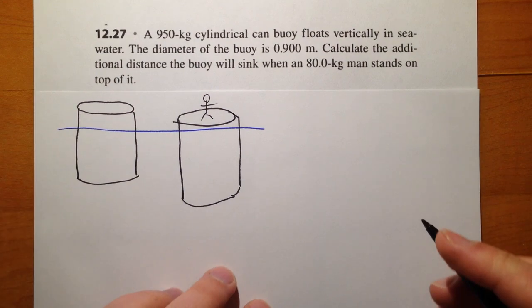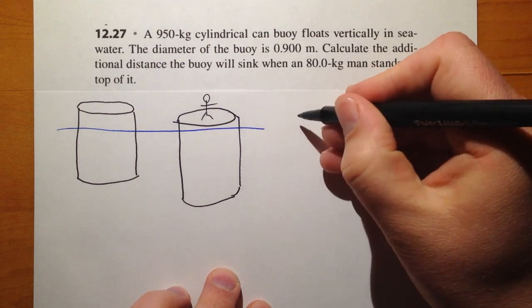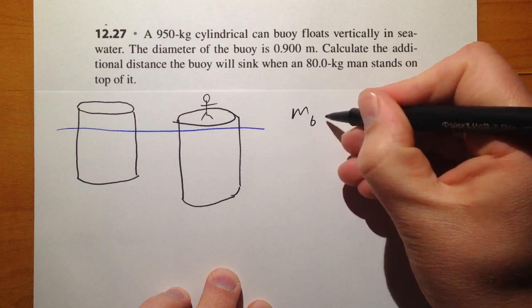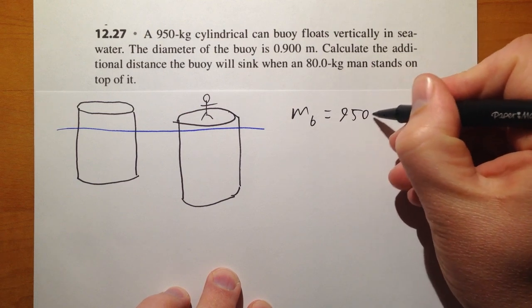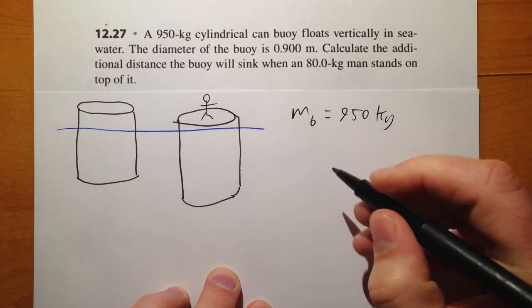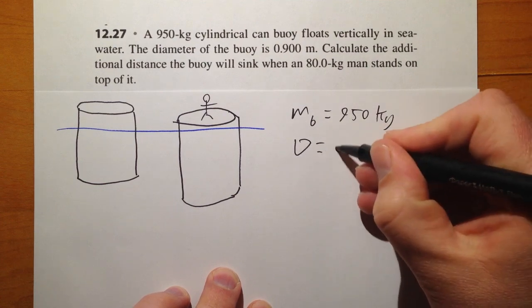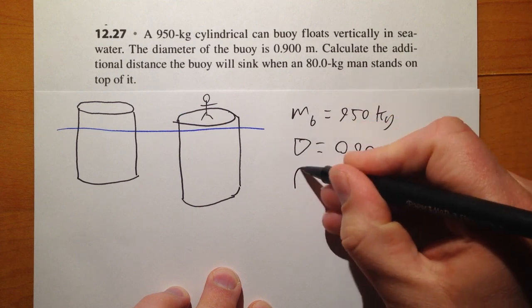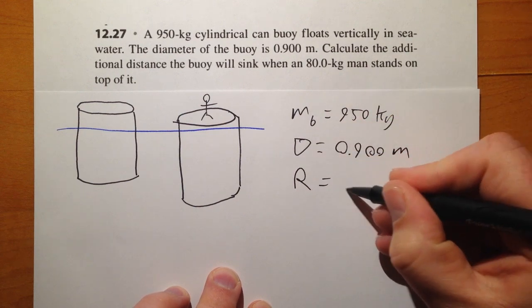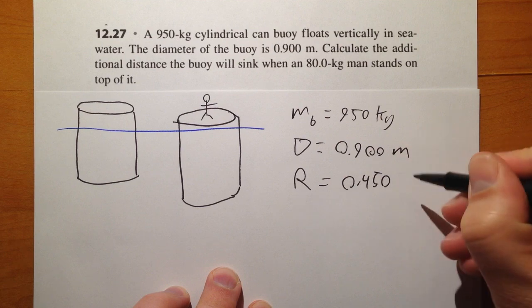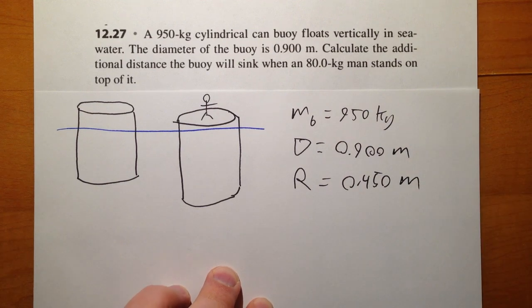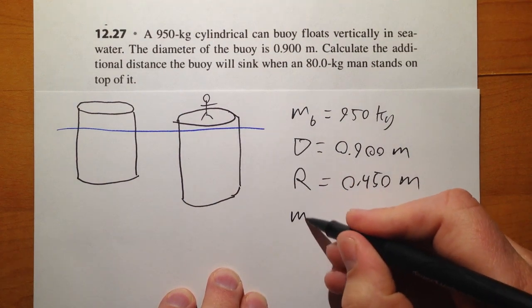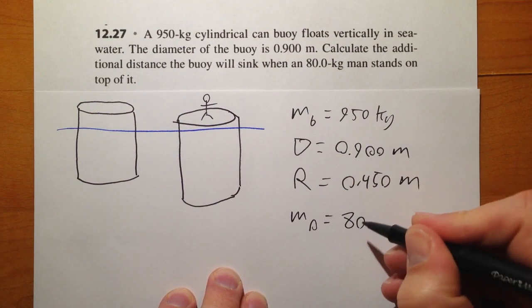Let's also write down our knowns. We know that the mass of the buoy is 950 kilograms. We know its diameter is 0.900 meters. That tells me its radius is 0.450 meters. And the mass of the person is 80 kilograms.